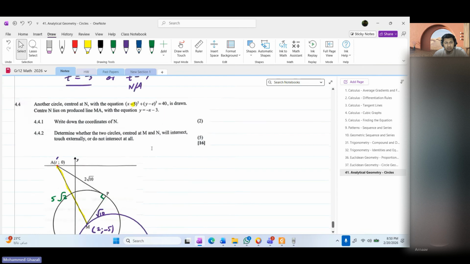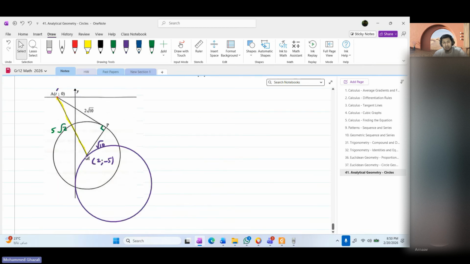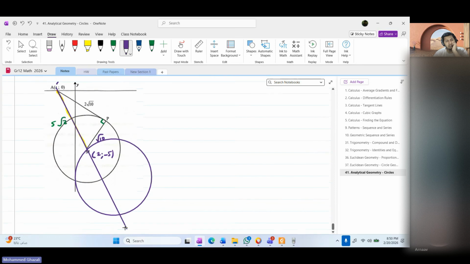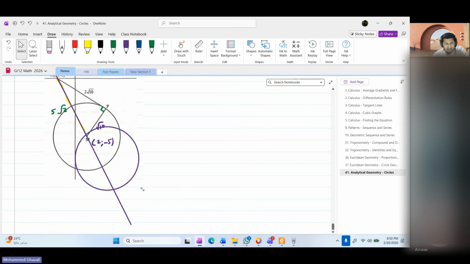Yeah, because remember, the 5 needs to be positive. The circle can't be on the left of M. It has to be on the right. So the circle center is somewhere around here. See what they said, produced line MA, this line is produced here. Okay, so that line is produced there, and center N lies on that produced line. In other words, that line which is extended. And I need to get a center M.